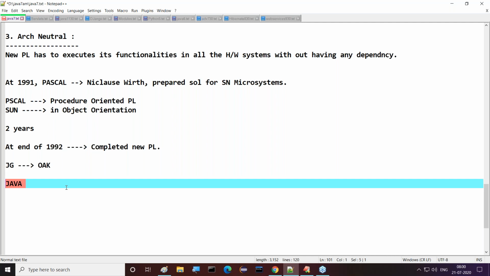So the name of the programming language is which one? Java. No, that's it. Finally, we had like which one? Java is the name of the programming language. That's okay, good. So the Java programming language was created.